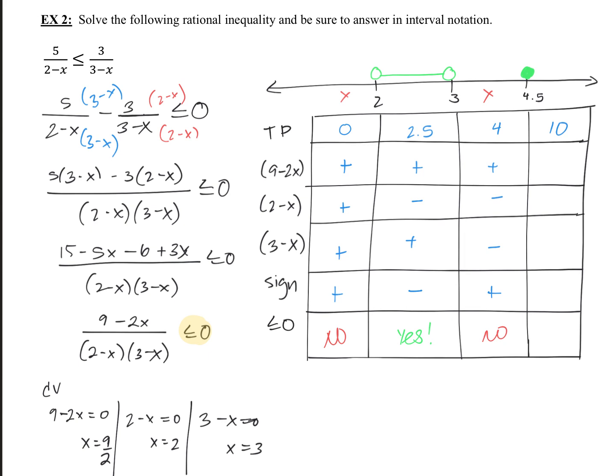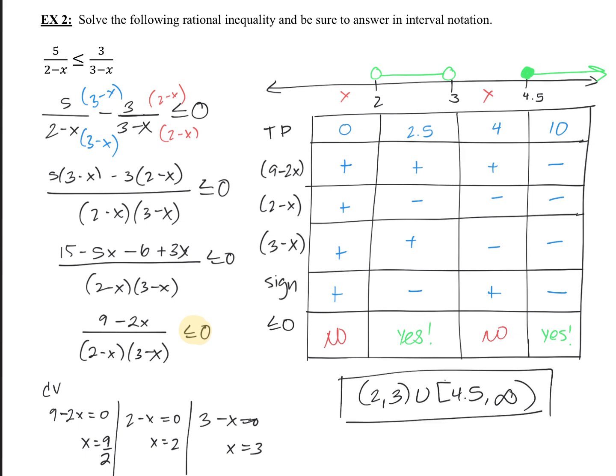Lastly, let's take a look at our test point 10. So that's going to be a negative, negative, and negative. Multiplying it all together, we end up with a negative, which is less than 0. Yes, so that is part of our solution. All right, last thing to do is to write our answer in interval notation. So you go from 2 to 3, union 4.5, comma, to positive infinity. And there we go. That is the answer.